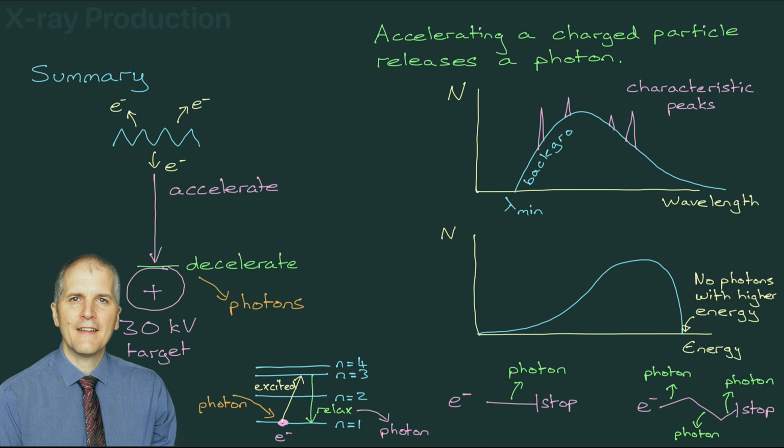The final graph is a curve for the background radiation with characteristic peaks that depend on the material we are using. This gives us a source for X-rays, and what we're going to do next is see if we can form a beam that we're going to be able to use for imaging in the X-ray machine.